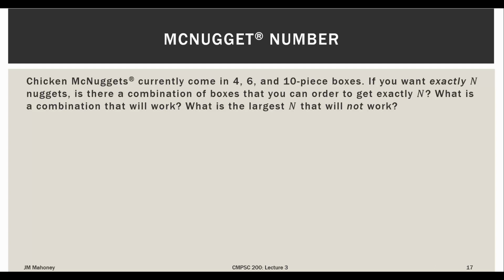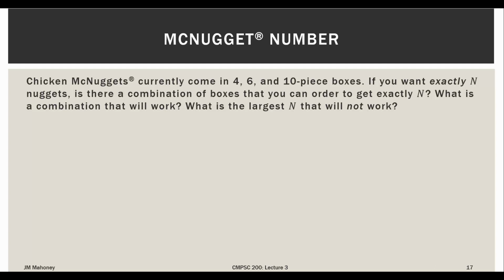We're going to ignore those because we're going to see 20 and 40 are just multiples of 10 anyway. So assuming we can only order boxes of 4, 6, and 10, is a number n achievable exactly by ordering a combination of 4-piece boxes, 6-piece boxes, and 10-piece boxes? So for example, 8 is a McNugget number because we could order 2 4-piece boxes and we can get 8.